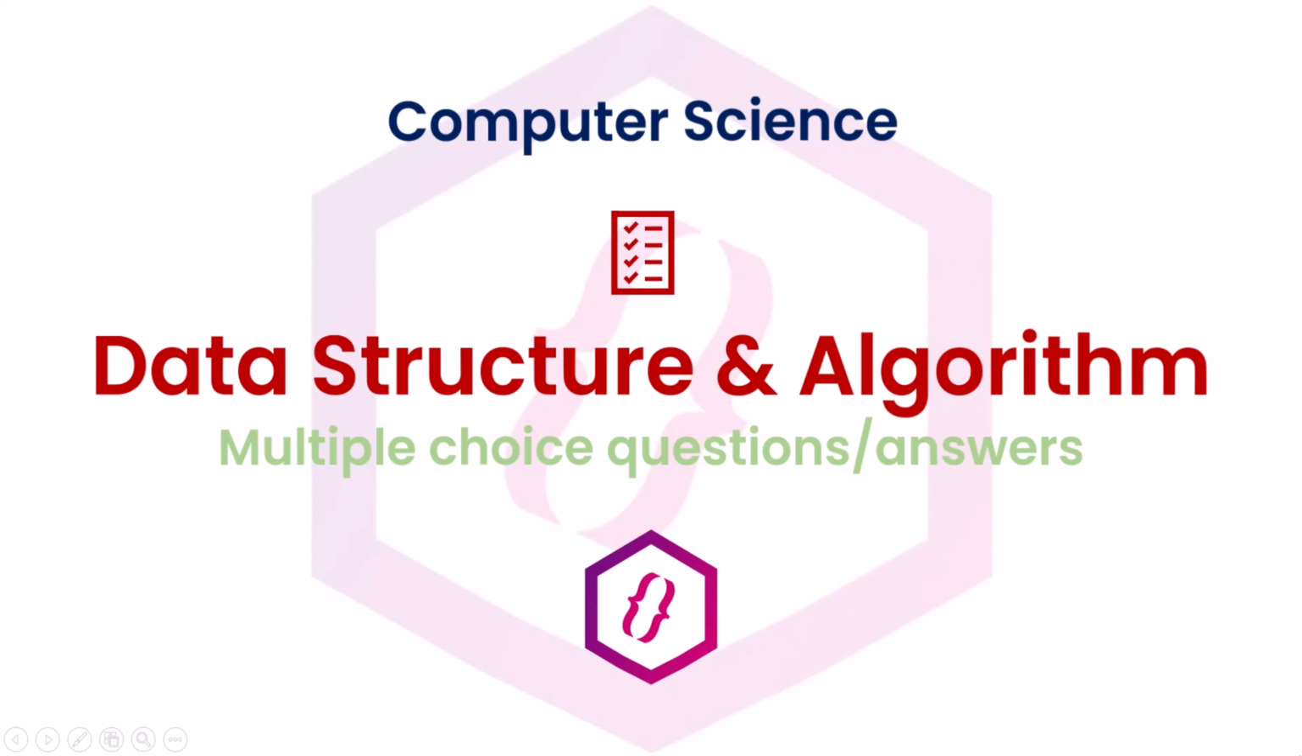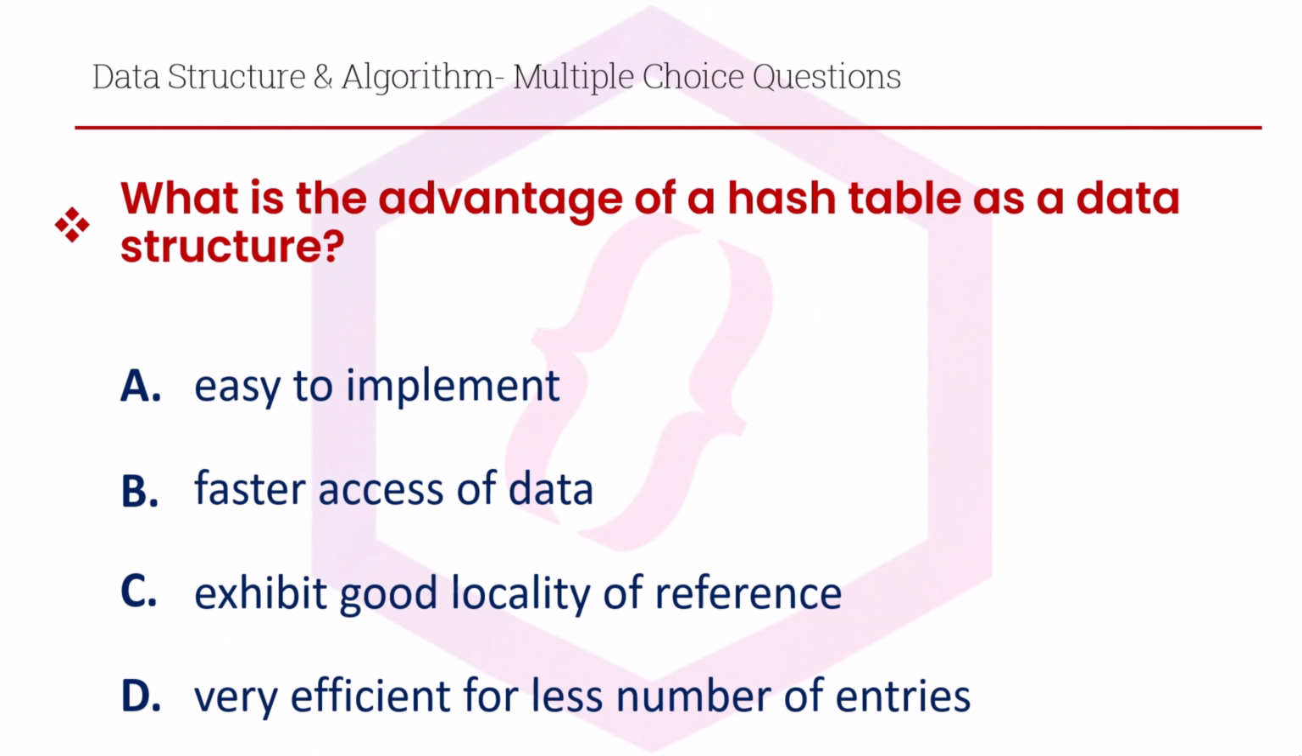So let's start. The first question is, what is the advantage of a hash table as a data structure? Option A, easy to implement. Option B, faster access of data. Option C, exhibit good locality of reference. Option D, very efficient for less number of entries. And the correct answer is option B, faster access of data.